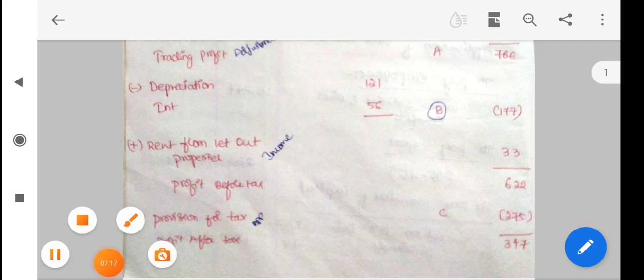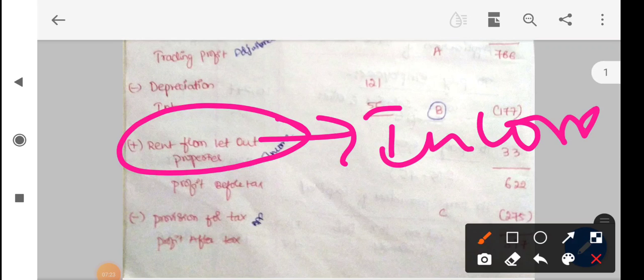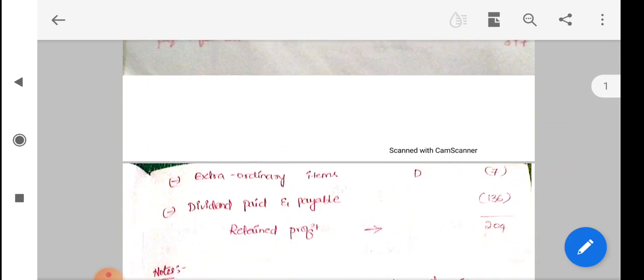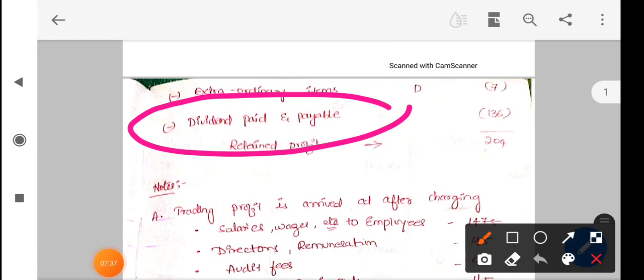Rent from let out property: the rent is being received, so it is an income. We'll show it in the income. Next, all other things I have explained. Next is dividend paid and payable. Dividend paid and payable is an expense. So 136 will be shown to pay for the shareholders.